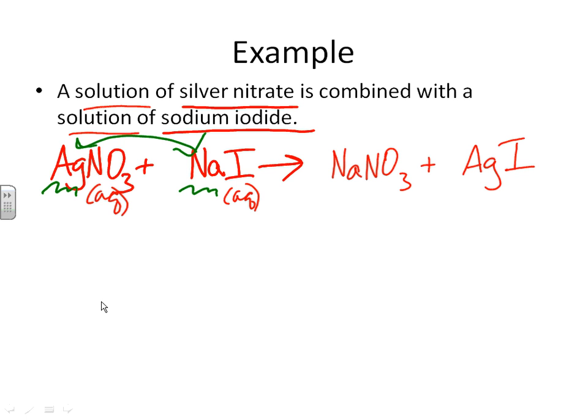Sodium nitrate. There are two reasons why sodium nitrate is soluble. Number one, it's got a group 1 ion, and group 1 ions are always soluble. Number two, it has a nitrate ion, and nitrate ions are always soluble. It's double magic. It's one of our double magic compounds that has two things in it that are automatically going to make it soluble. Yeah, this thing is definitely aqueous. It's soluble. Which leaves the silver iodide.